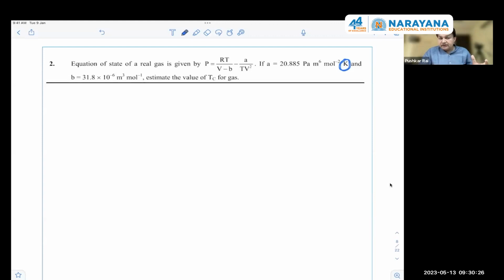Van der Waals equation is very famous. It gives very nice answers, but is it true? No. Is it precisely true? No. It is only an idea of van der Waals.